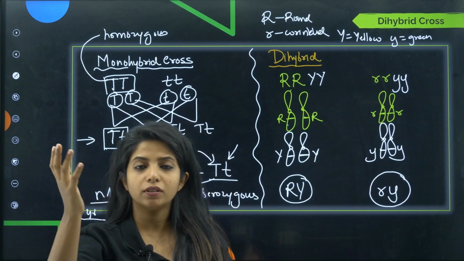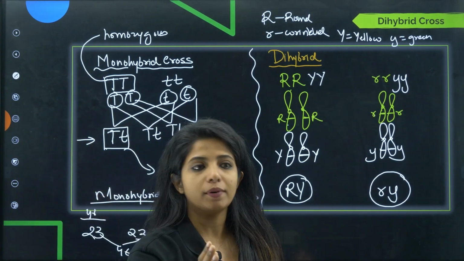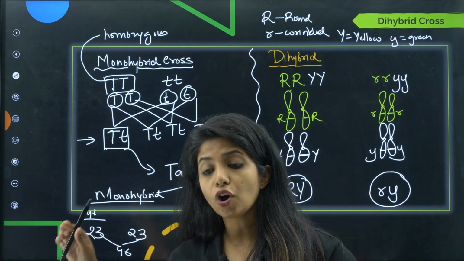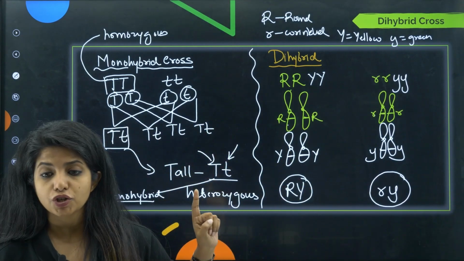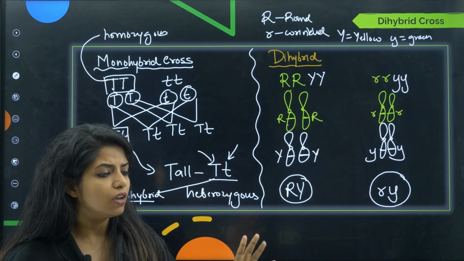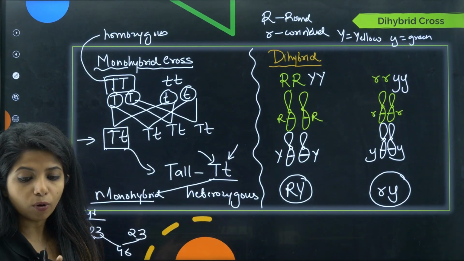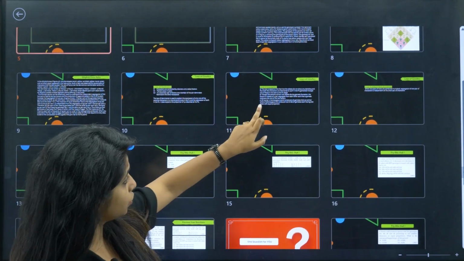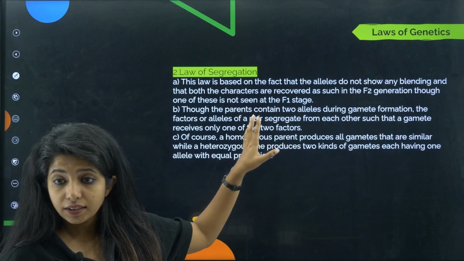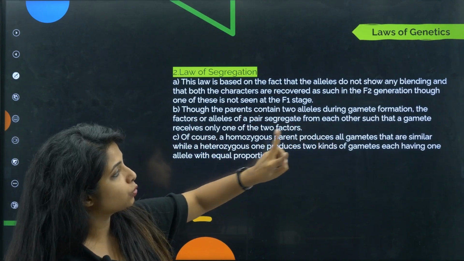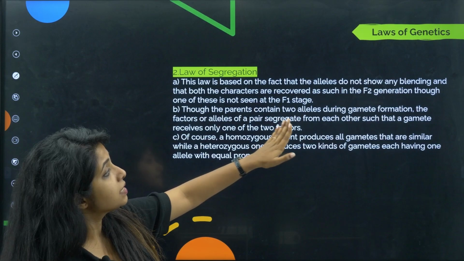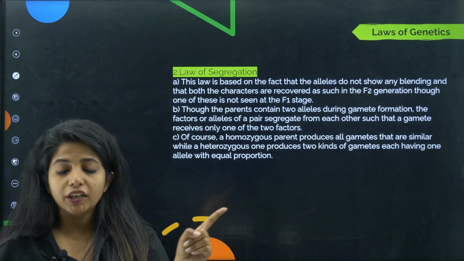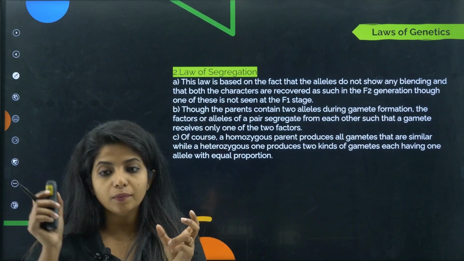So law of dominance has an exception that you saw, that is incomplete dominance, and co-dominance and stuff like that, right? But when you talk about law of segregation, it does not have any loopholes, okay, or any exceptions. I'll show you the law of segregation as well. So according to the law of segregation, they are saying though the parents contain two alleles, during gamete formation, the factors or alleles of a pair segregate from each other such that a gamete receives only one of the two factors. It cannot receive both of them, either one will be gotten.